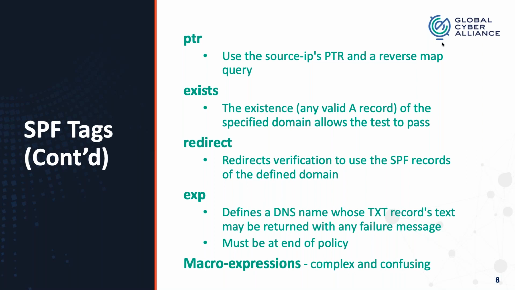EXP. This defines the domain name whose TXT record text may be returned with any failure message. This is not something that's used very much. You have to be very careful when you're using this, because it can actually cause problems. But if you do end up needing to use it, it has to be at the end of the policy.